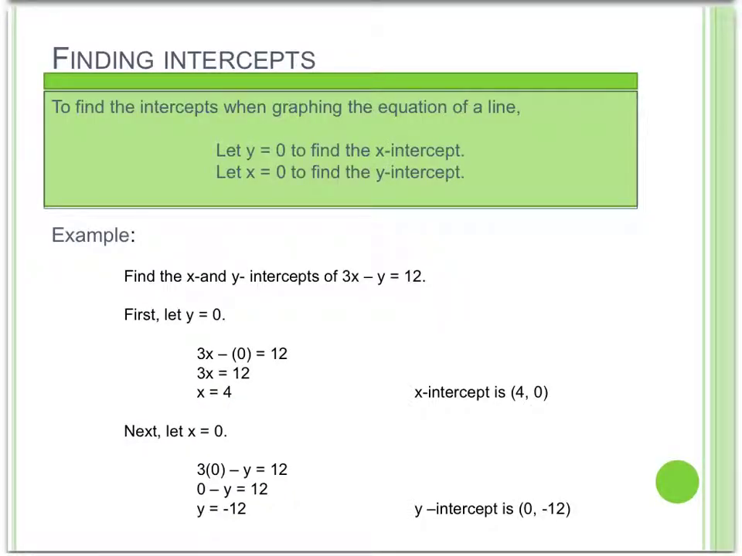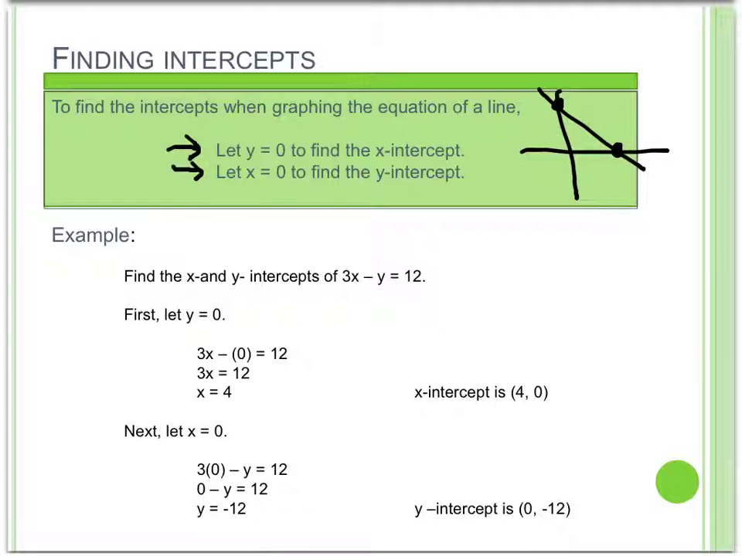In this section we will be talking about how to find intercepts. The intercepts when graphing our line are the points on the graph where the line intersects the x-axis and the y-axis. To find the x-intercept, we let y equal 0. And to find the y-intercept, we let x equal 0.